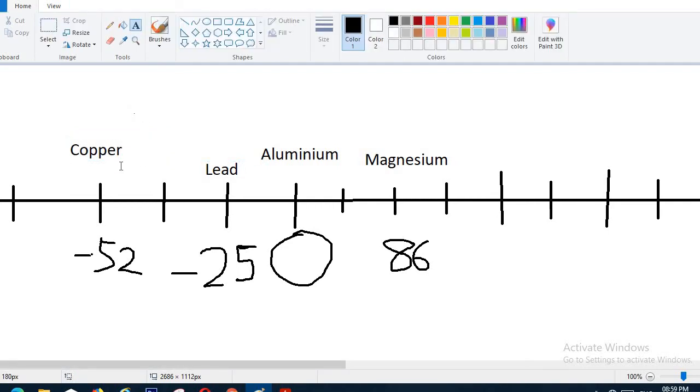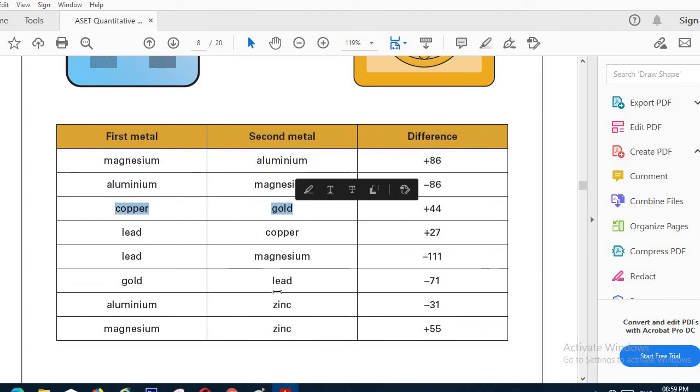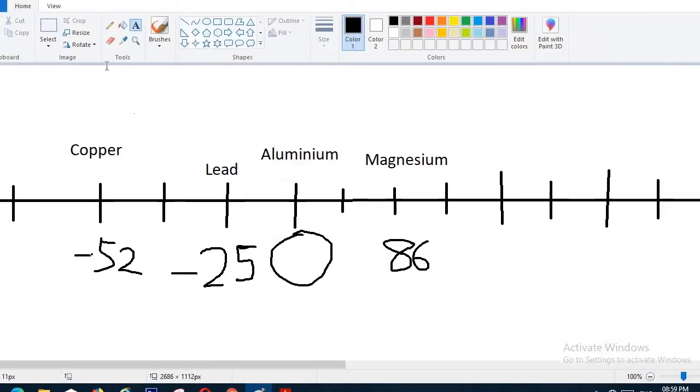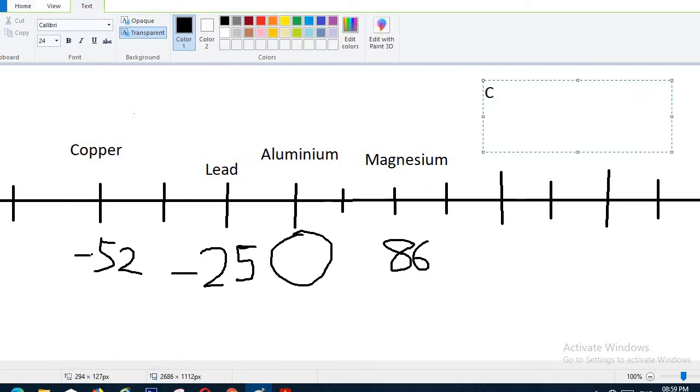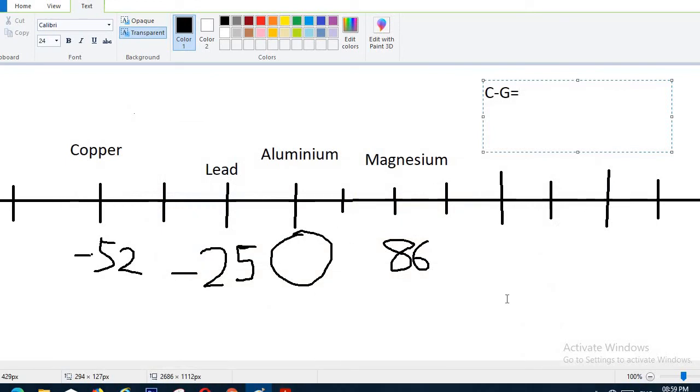Now we already know the reactivity of copper, lead, aluminum, and magnesium. We need to find out two more. Now we can go to here. Copper minus gold equals 44. So you can do the calculation like this. Copper is C minus gold equals, see the table, plus 44.